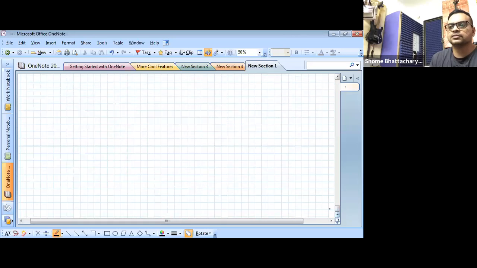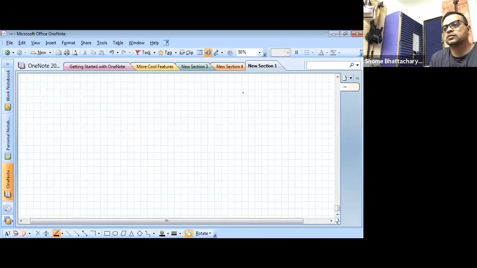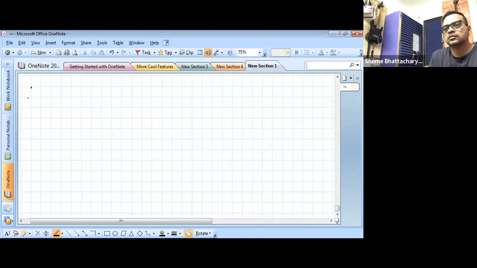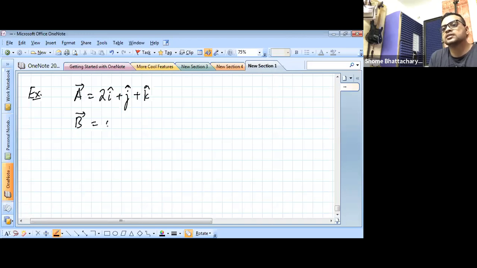So for example, I have vector A, suppose, as 2 i cap plus j cap plus k cap. I have vector B, suppose, as i cap minus j cap plus 2k cap. I want to determine A cross B. So what will A cross B be?